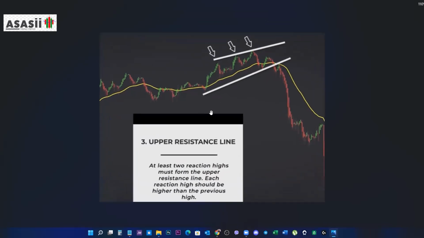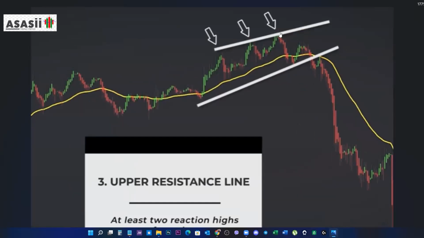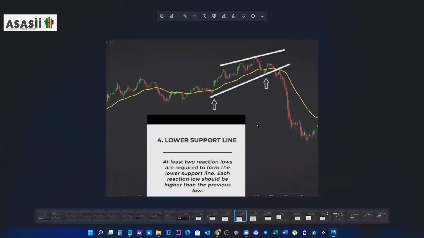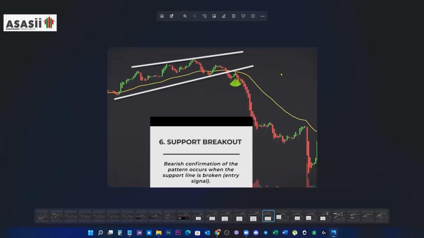Now, kunyari nakakita ka na ng rising wedge. Okay? So it should be at least nag-bounce siya doon sa ating resistance 2 times. 1, 2, or 3. Okay? 1, 2, 3. Similar din sa support, ganun din. At least nag-bounce siya ng 2 times na. And then after that, our fifth is yung contraction. So makikita nyo yan na nag-a-advance na, lumiliit na yung galaw ng ating price action.